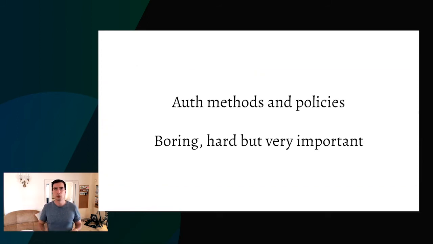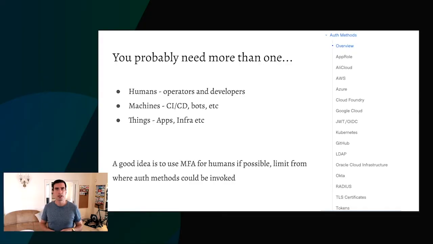So, auth methods and policies. It's kind of boring, but it's important. As I said, you want to get rid of your root token, and that's why we need to have auth methods so you can get a token and you can get the policies that would allow you to manage Vault. There are quite many auth methods available in Vault nowadays, and you most probably will need more than one. You will need to have something for the humans, developers and operators, and you will need to have something for things like your applications, like your CI/CD system, maybe some bots.